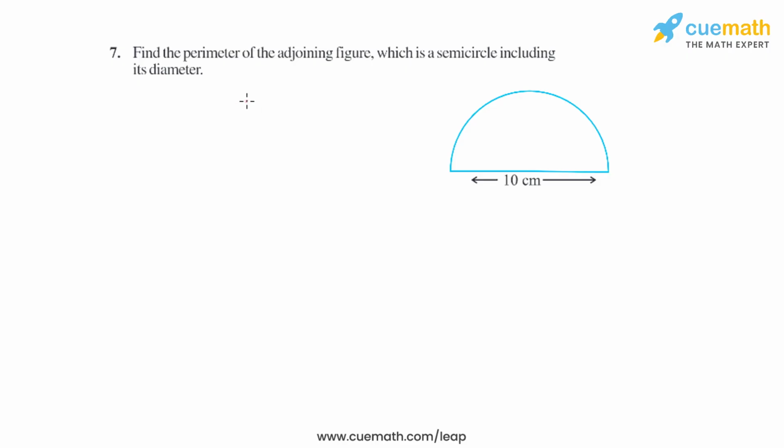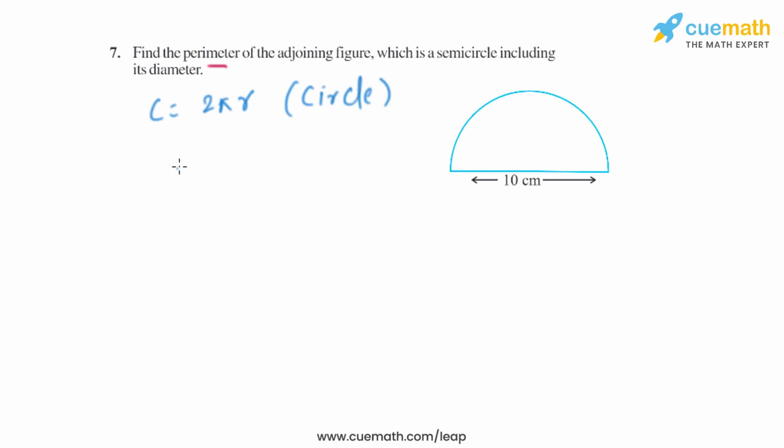Question 7 of this exercise says find the perimeter of the adjoining figure, which is a semicircle including its diameter. So we have to find the perimeter of a semicircle, and the perimeter of a semicircle is basically half of the circle. We know that the perimeter is the same as the circumference of the circle, and the circumference of the circle is 2 pi r.